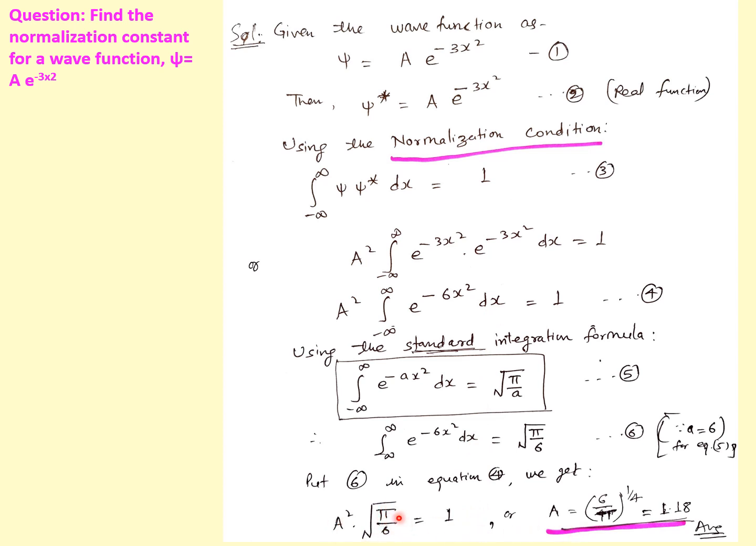So from here we can find out a equal to (6/π)^(1/4), and this value is 1.18. So this is how we can find out this coefficient a in wave functions. Here we have the solution for the x-axis only, or 1 dimension only, and in 3 dimensions we will have to take care of the other dimensions y and z also.